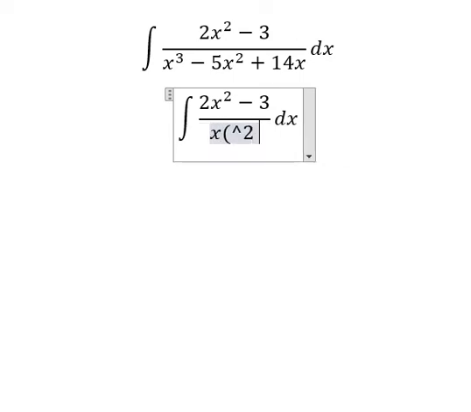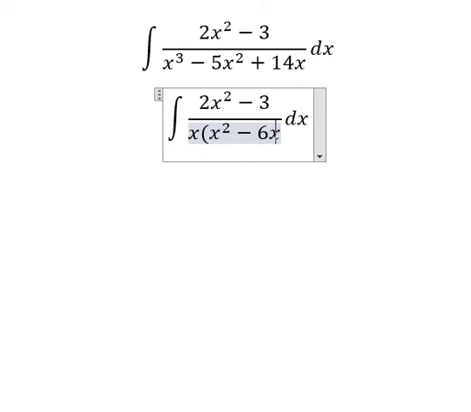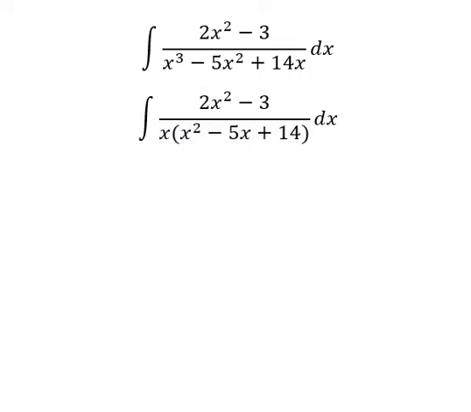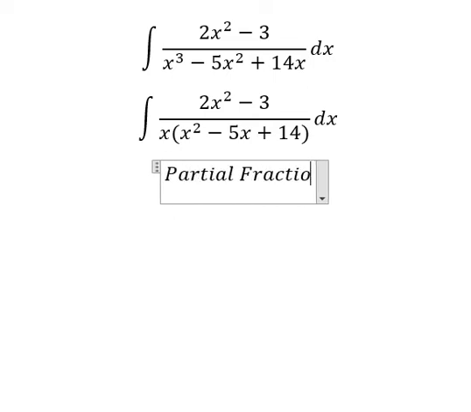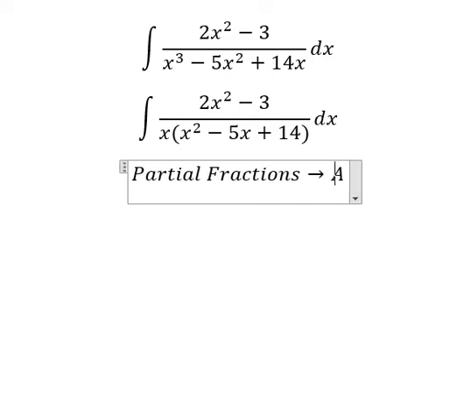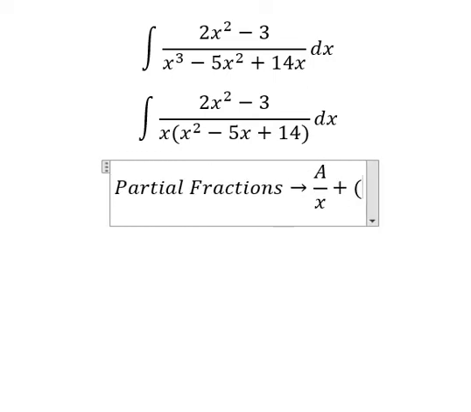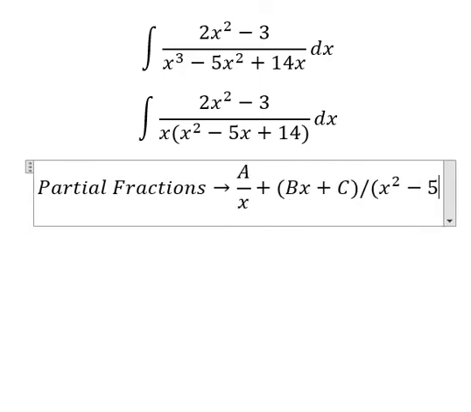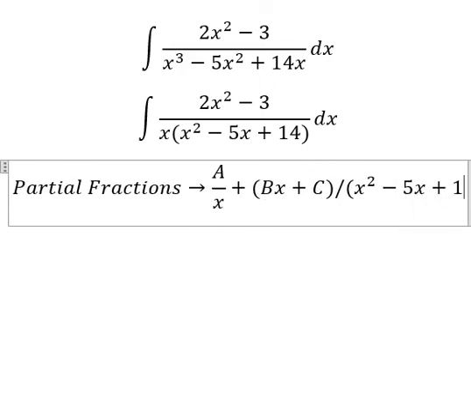So we have s squared minus 5s plus number 14. Now we can use partial fractions. So I will put A over s plus B s plus C over s squared minus 5s plus 14.